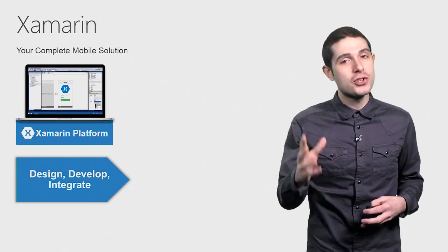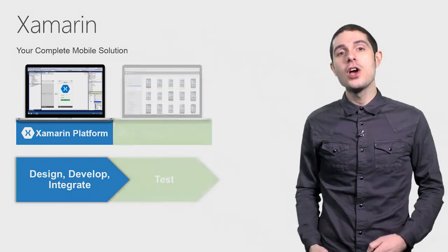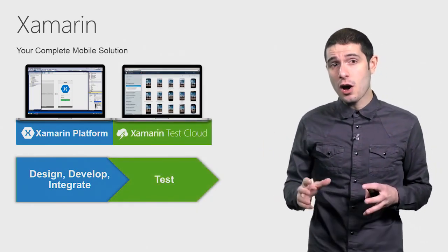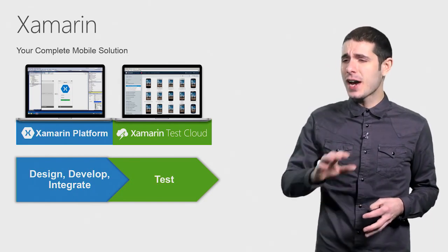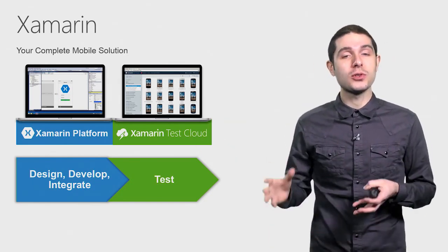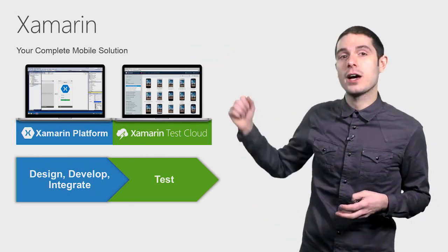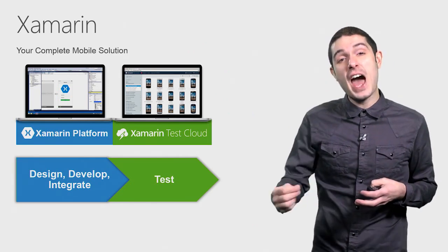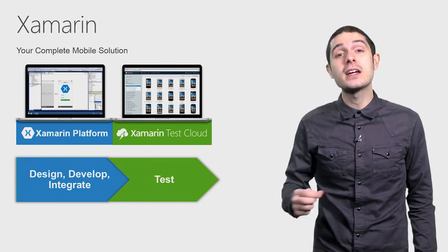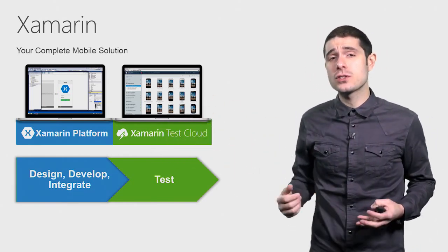But of course, Xamarin is your complete mobile solution, especially when it comes to testing. We have Xamarin Test Cloud and Xamarin UI Tests, enabling you to build out automated user interface scripts for any of your iOS or Android applications. You can run those scripts locally on the simulators or devices that you have, or ship them to our Test Cloud, where you can run those scripts on thousands of physical iOS and Android devices and get reports back nearly immediately.